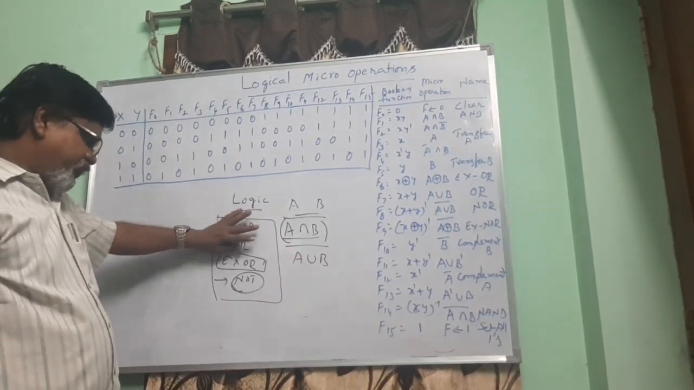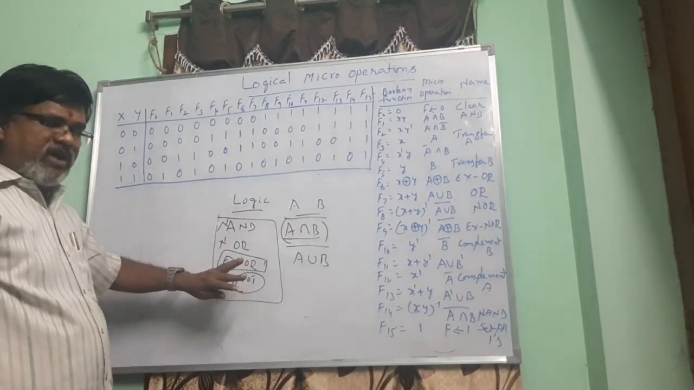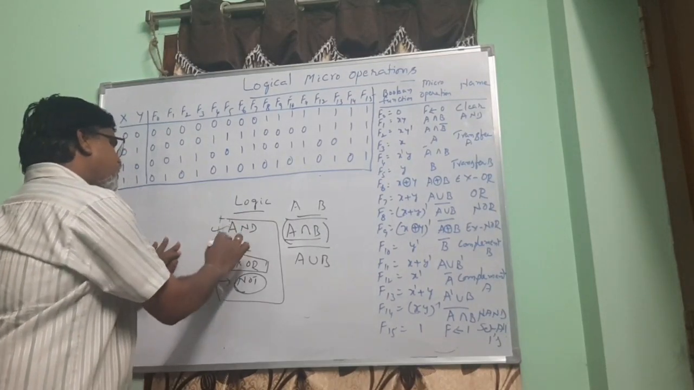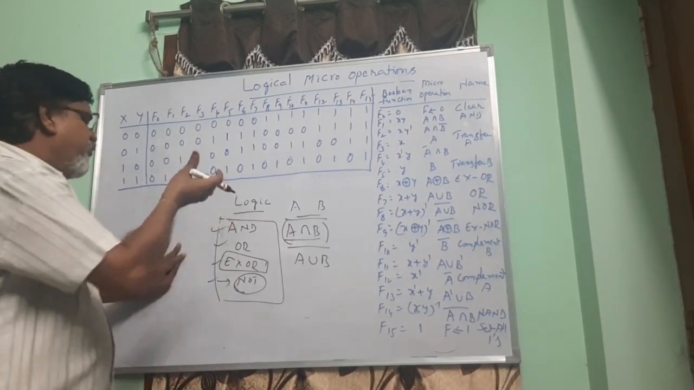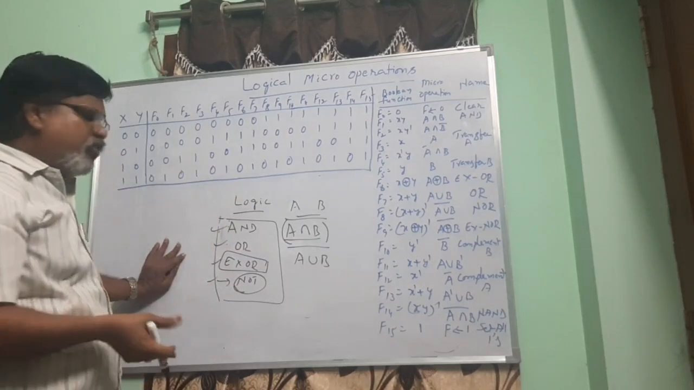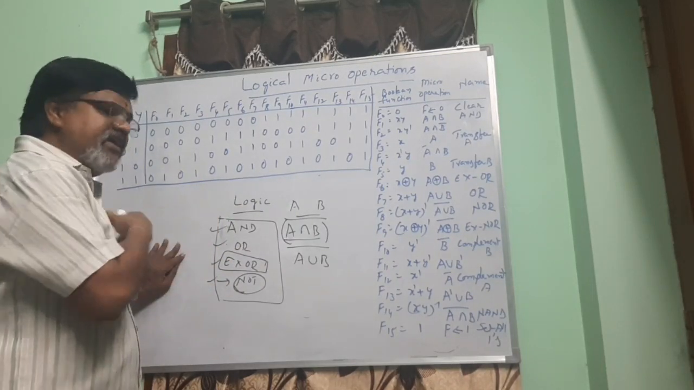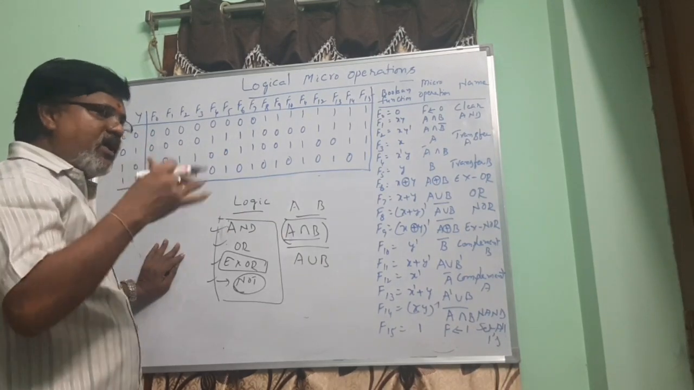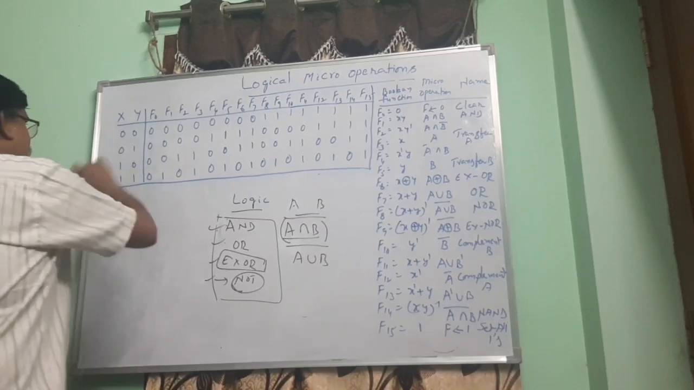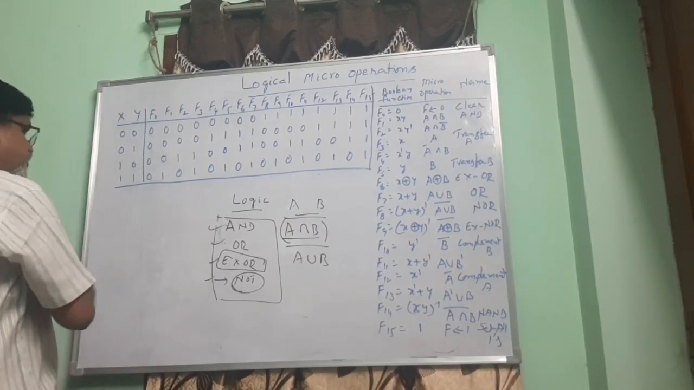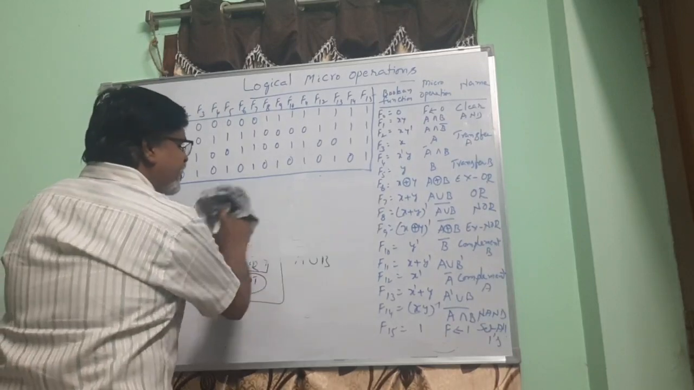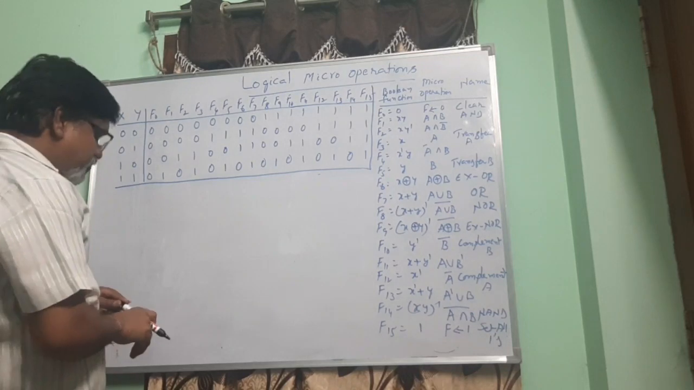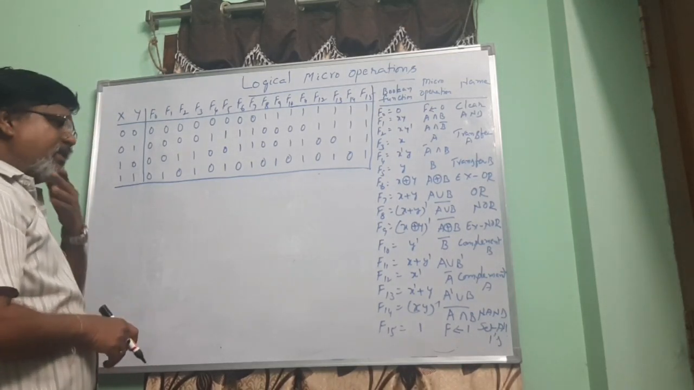Like this, once you can design a circuit for these 4 basic operations, by using these four we can generate any of the logical operations. We can achieve any of the logical operations. So here the table is given. 2 tables are given here. Let us see with the help of these 2 tables the various logical micro operations that can be performed.